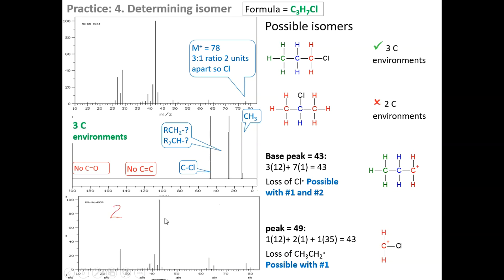If we wanted to look at the mass spec for the second isomer, notice that you can see here we've lost our methyl as before, and we can't get a loss of an ethyl. We have just simply got the strong peak here at 43, where that chlorine has come off.